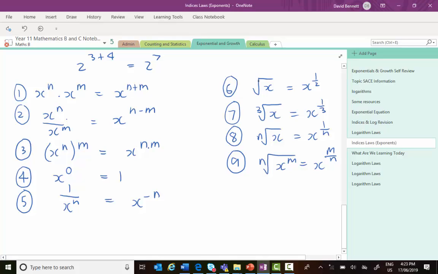You've got to use them to simplify doing algebra when we have expressions. Really a useful way of saving a lot of time is using these rules here, and you need to know how to use them.